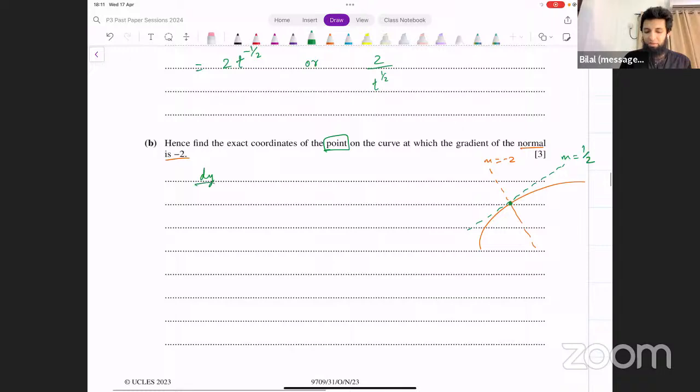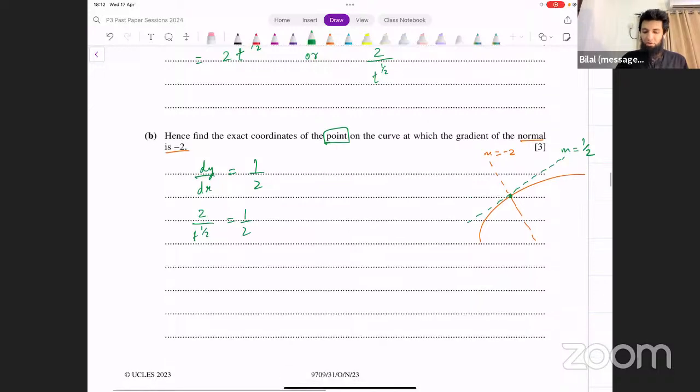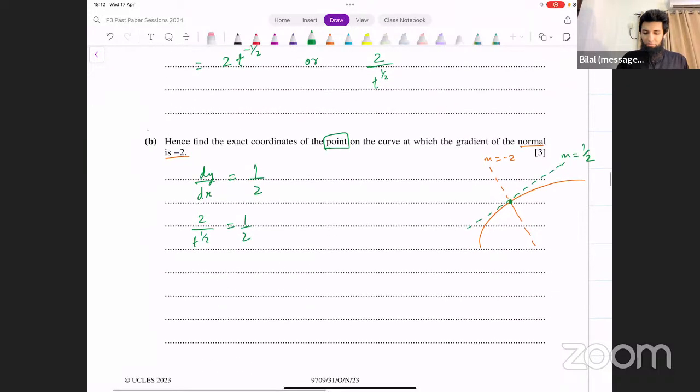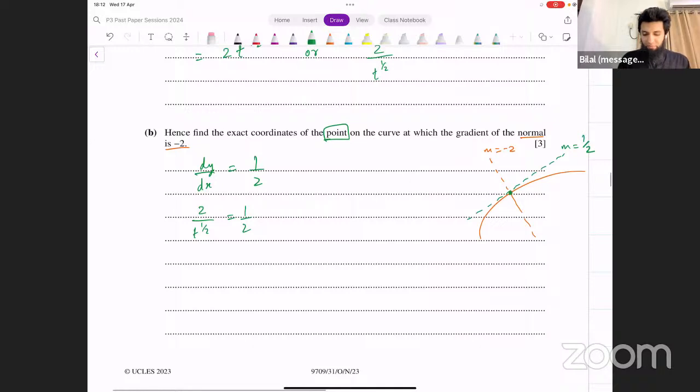After that, dy over dx is supposed to be 1 over 2, right? Because that's the gradient of the curve at that point. And that gives you 2 over t raised to power 1 over 2 equal to 1 over 2. Right? Yeah, so that's what we have. Cross multiply, and that will give you 4 equals t raised to power 1 over 2. Now you take square root. When you take square root, sorry, not square root, you have to square both sides to get rid of this power 1 over 2. And that will give you t equal to 16.